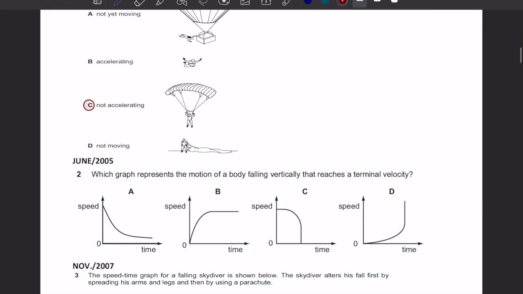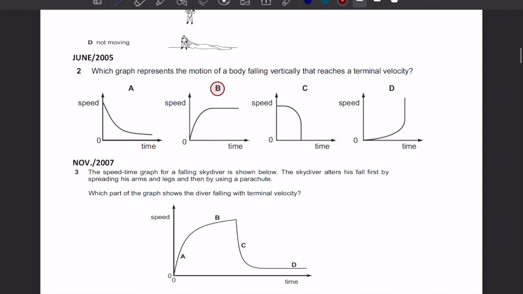Let's have a look at another question. It says, which graph represents the motion of a body falling vertically that reaches terminal velocity? It's a speed-time graph. So when it reaches terminal velocity, the speed becomes constant. So the speed initially increases and then it becomes constant, which is shown in option B. So I'll be able to pick this option as one in which the terminal velocity has been reached.